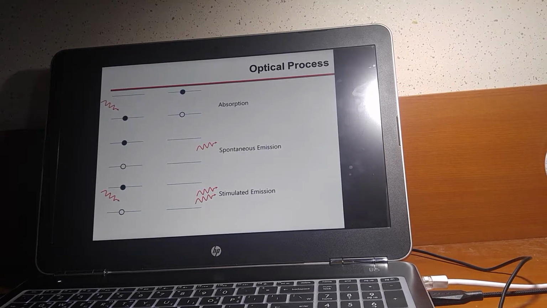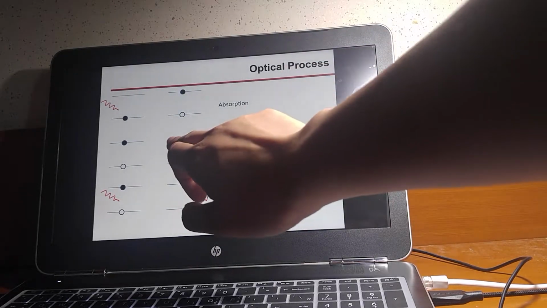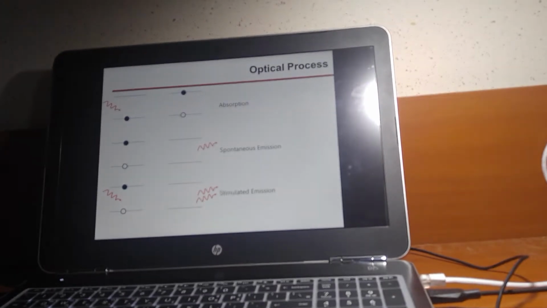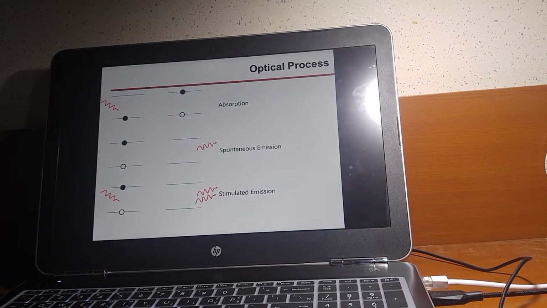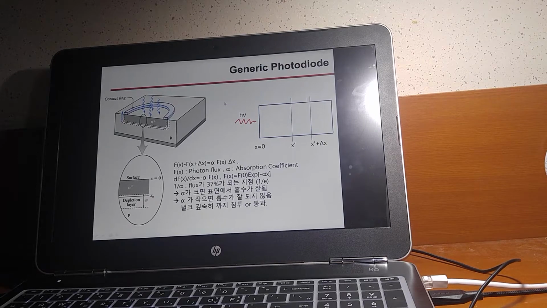And for stimulated emission, it has outer stimulation. So if the energy is given, the carrier will disappear, jump up to somewhere. And this is a generic photodiode. But this is not that important.